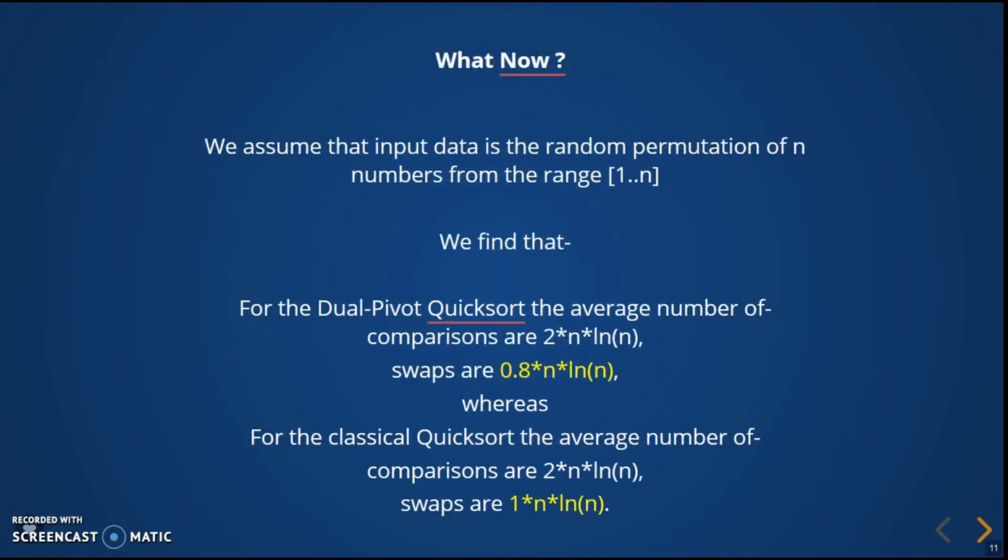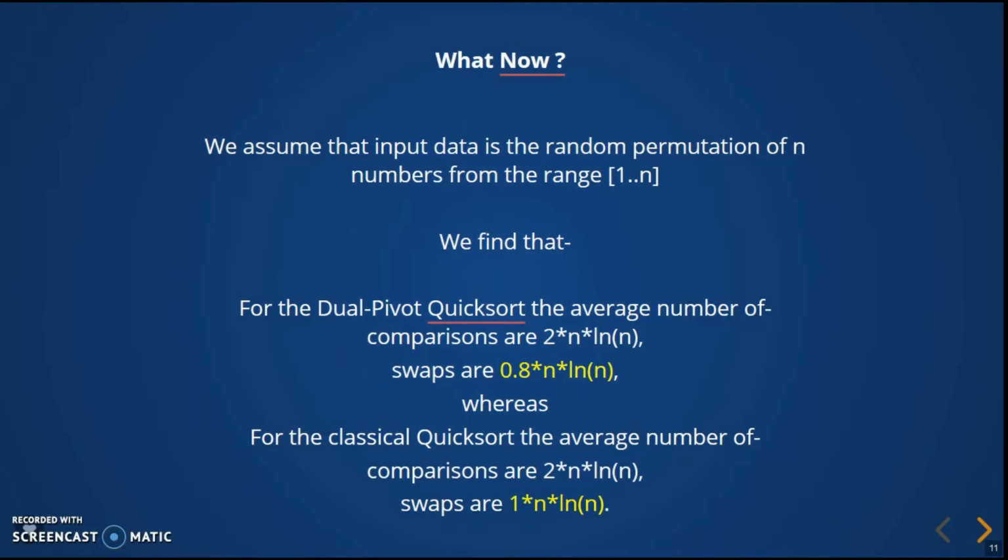Next, let us assume that the input data is a random permutation of n numbers from the range 1 to n. Upon running both the dual pivot quicksort and the classical quicksort, we found some results. For dual pivot quicksort, the average number of comparisons was 2 n log n, and the average number of swaps was 0.8 n log n.